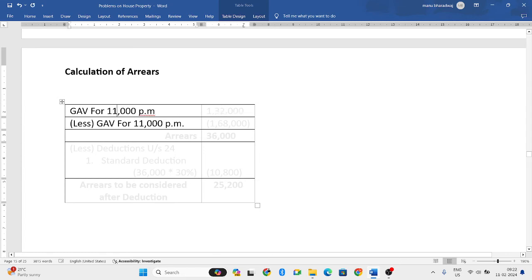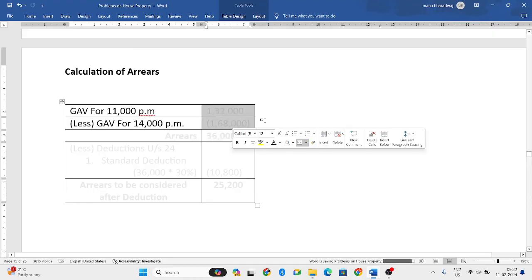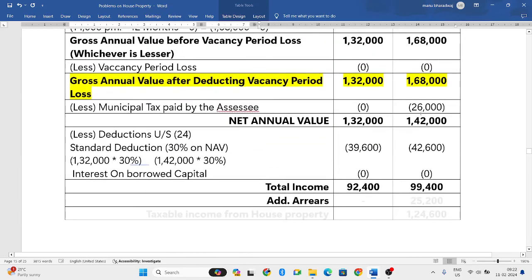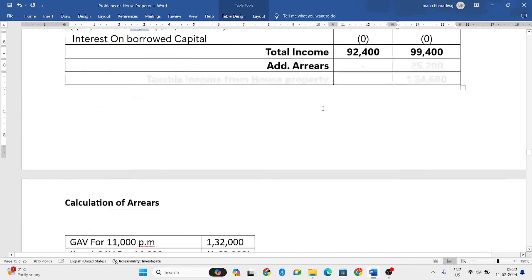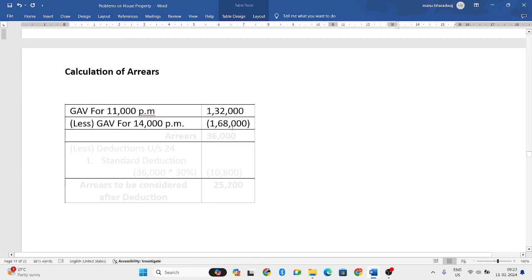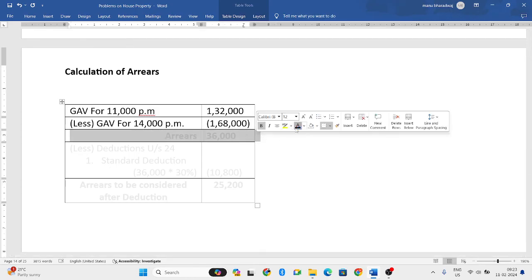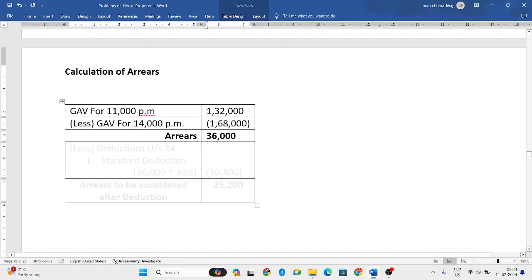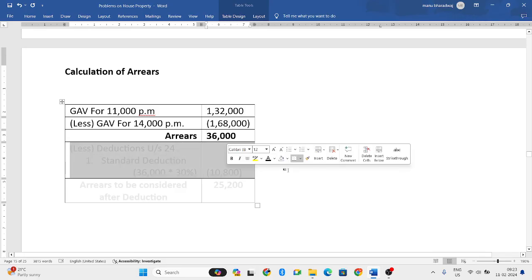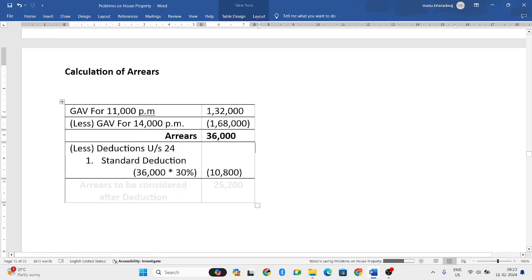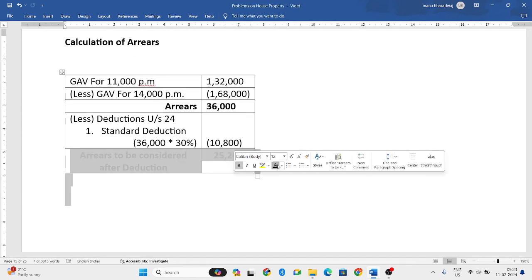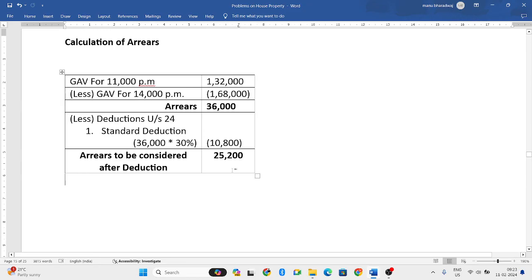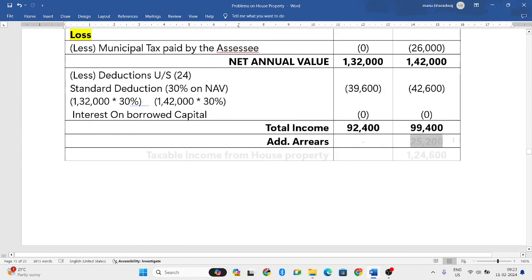Sorry, you have to subtract GAV at 11,000 per month from GAV at 14,000 per month. GAV at 11,000 per month is 1,32,000. GAV at 14,000 per month is 1,68,000. When you subtract both, you will get the arrears, that is 36,000. That will be the arrears which you have to pay. From that again, you have a standard deduction of 30%, so 10,800 is the standard deduction. When you subtract, the arrears to be considered after deduction will be 25,200. So this arrears I will add over here.